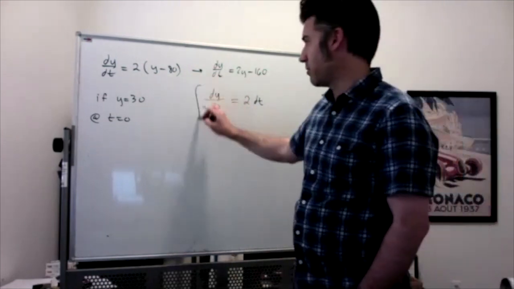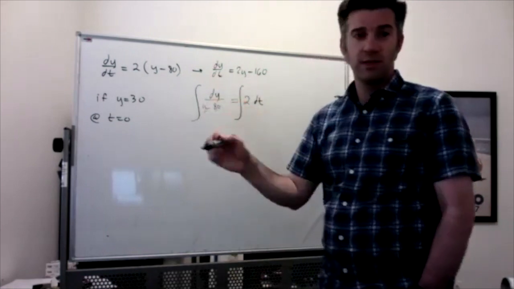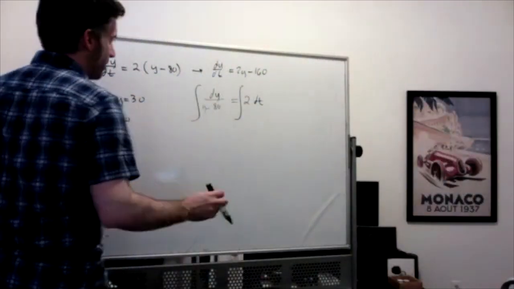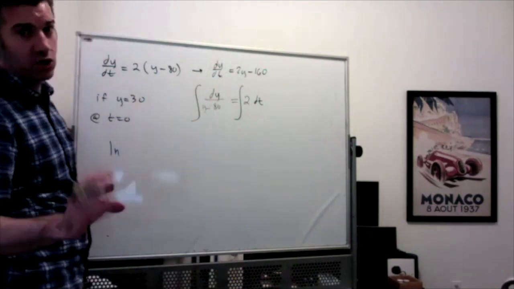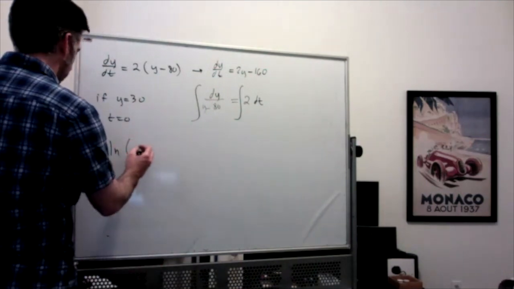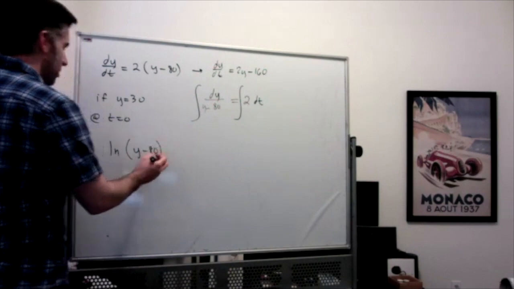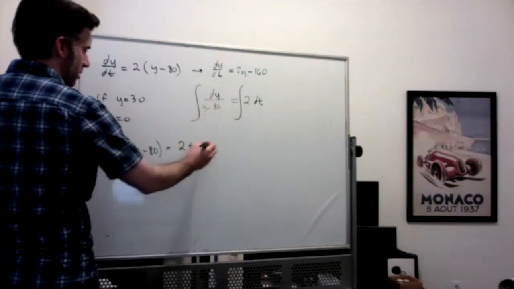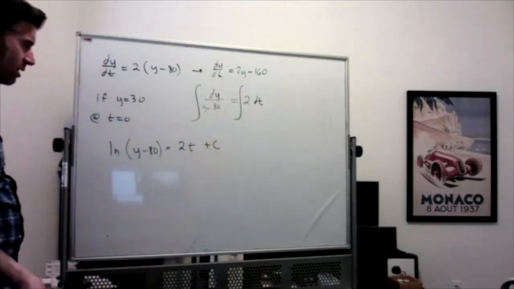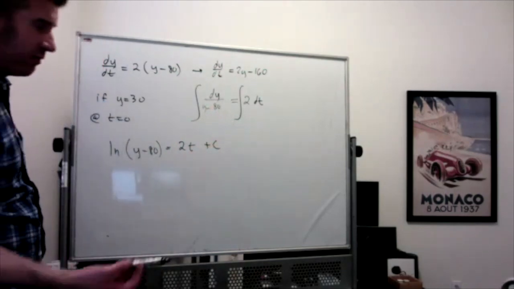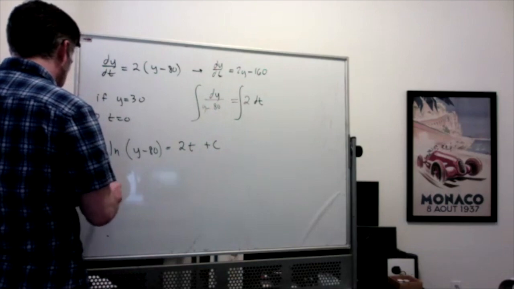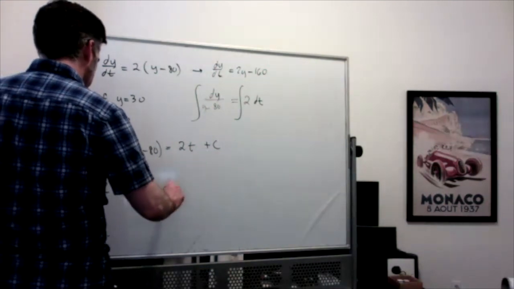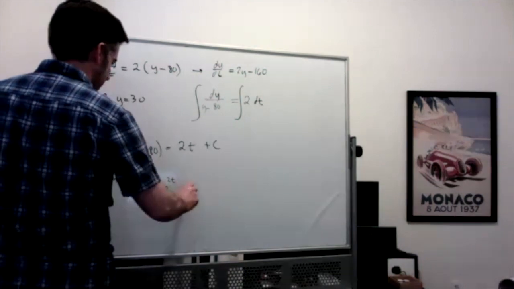And then we're going to integrate both sides. So then we're going to get the natural log of y minus 80, I'm not going to write the absolute value, even though there should be one there, equal to the integral of 2, which is 2t plus c. Now I'm going to do the exponent of both sides. So e to the natural log of y minus 80 equals e to the 2t times e to the c.